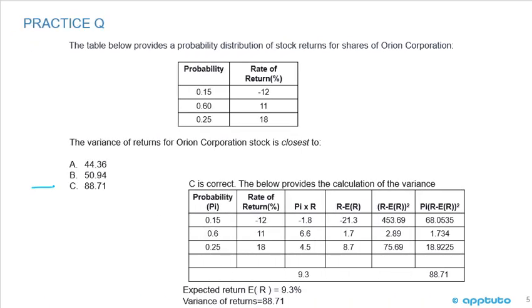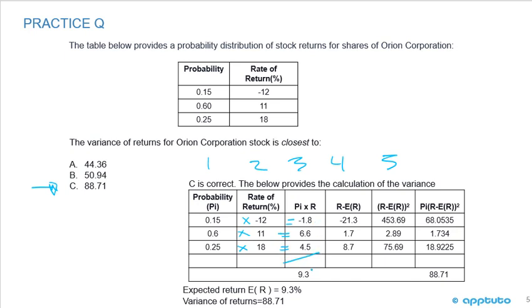So the correct answer is C, and we're just going to work our way through it. So again, we had to create a table similar to what I did previously. We start with the same information that is given to us in the question. Probability 15% times the negative 12% rate of return, you're going to get negative 1.8. 0.6 times 11 is going to give us 6.6. 0.25 times 18 is 4.5. And this is the important part.